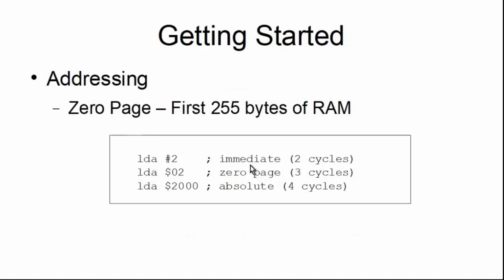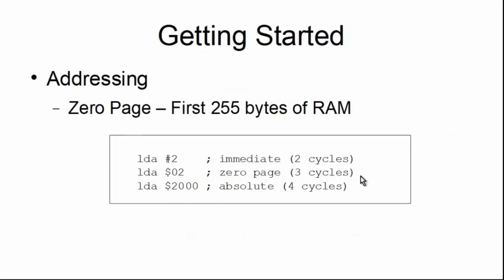So again, the first one's an immediate value. We're storing the value 2 in the accumulator. That only takes 2 cycles. The second one, we're copying the value out of the zero page area, specifically at memory address hex 2. This one takes 3 cycles. And as the last example, we're copying the value at 2000 hex. This is basically copying the value from anywhere else in memory. This one takes 4 cycles.